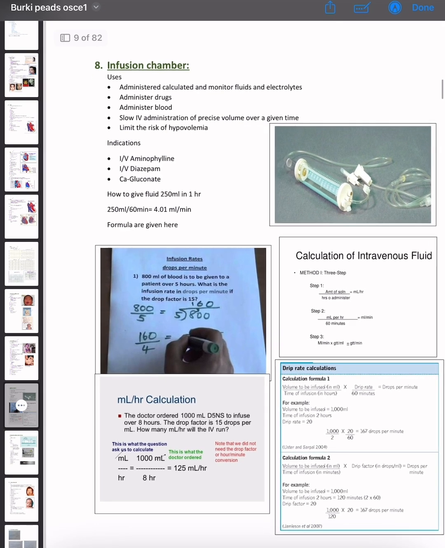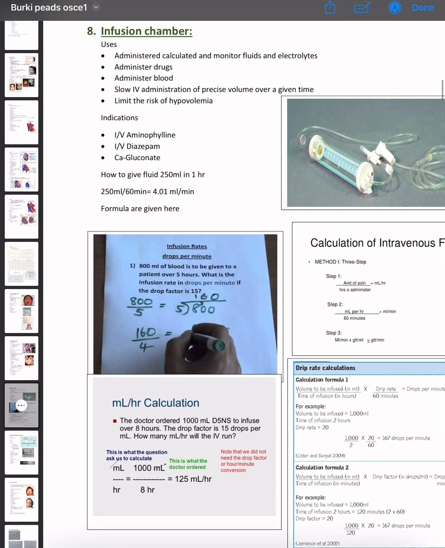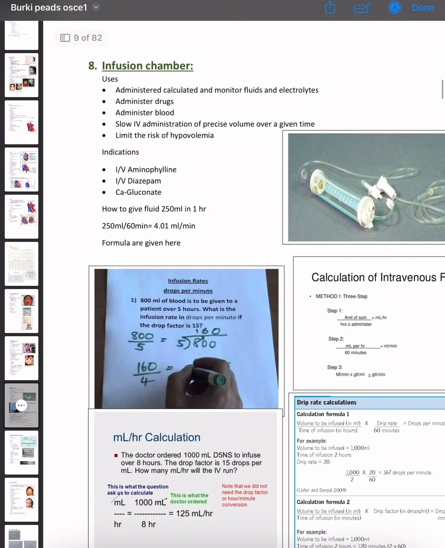Now, what is an infusion chamber and what are its uses? Uses of infusion chamber: administer calculated and monitored fluids and electrolytes, administer drugs, administer blood, slow IV administration of a precise volume over a given time, and limit the risk of hypovolemia. Now, what are the indications? In what cases do we use an infusion chamber? In intravenous aminophylline, intravenous diazepam, calcium gluconate. For these purposes, the infusion chamber is used.